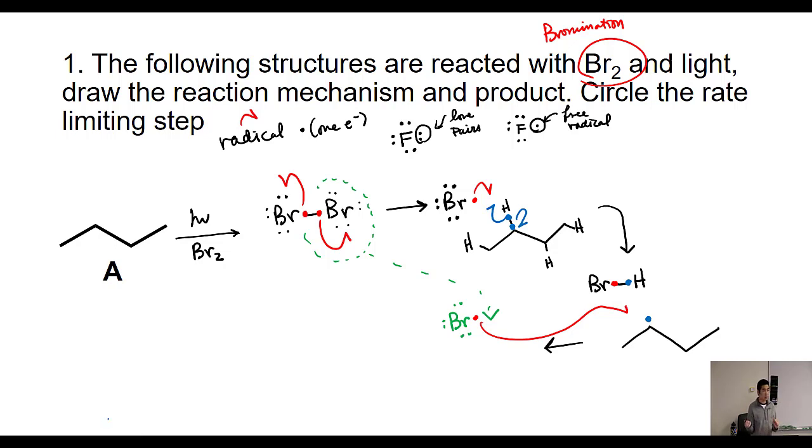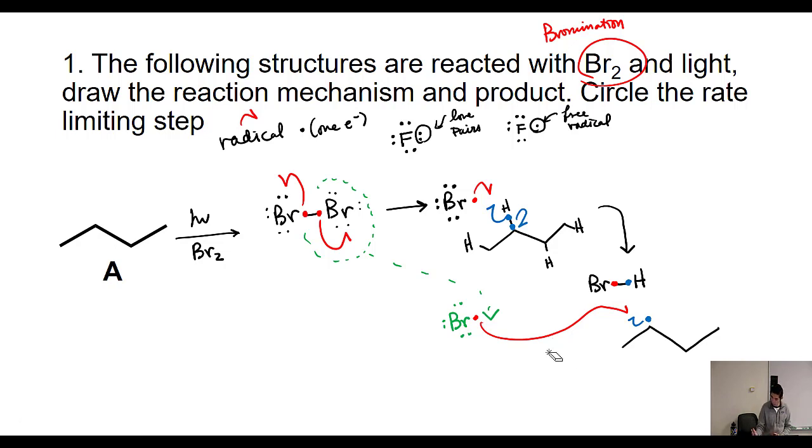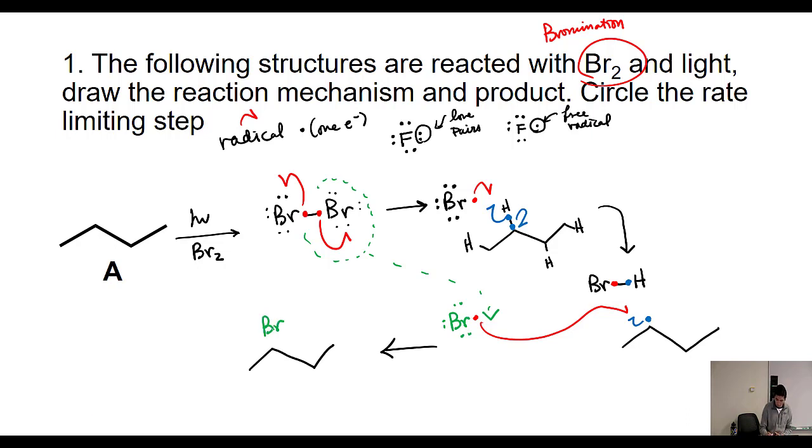Butane. So this radical is going to come in and make a bond and donate one of its radicals. And the carbon, because it's not happy with just a radical, is also going to donate its radical to make a bond. What I end up with is this. Basically what happens is I lose my hydrogen and I gain a bromine on that structure.